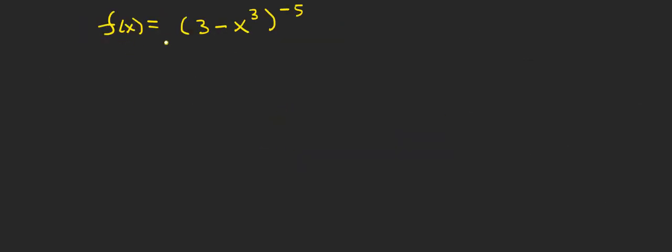How would you find the derivative of f of x? Well, one of the methods is you could change it to f of x equals 1 over the quantity 3 minus x cubed, and then to the fifth. And you could apply the quotient rule, but rather than doing that, which will be a longer method, let's just apply the chain rule right here.